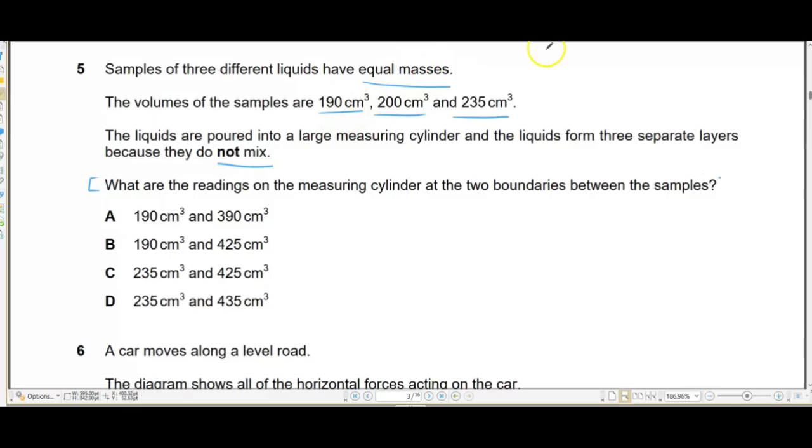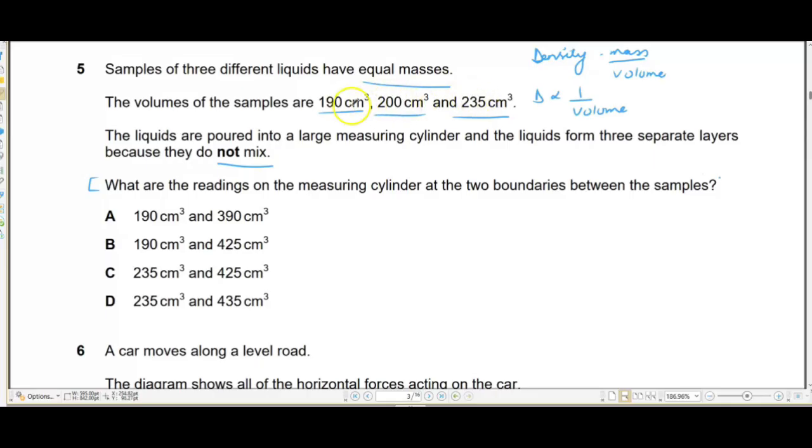We know that density is related to mass and volume by this formula. Since masses are the same, density here is inversely proportional to volume. So the lesser the volume, the more the density, and the more the volume, the lesser the density, and vice versa. This means that this liquid has the highest volume, so it will have the least density.